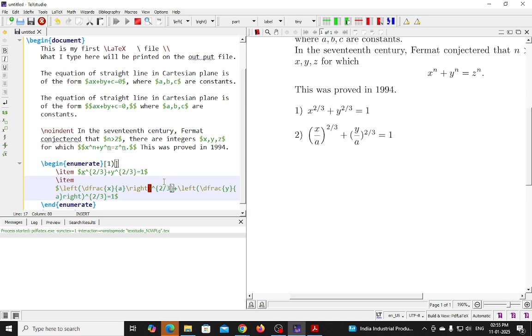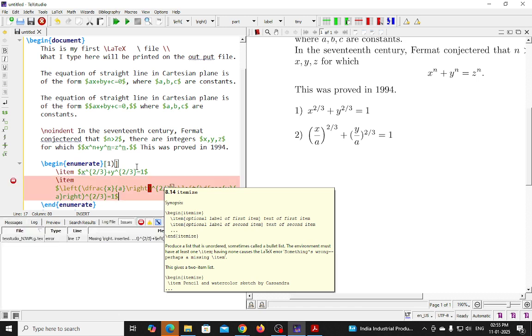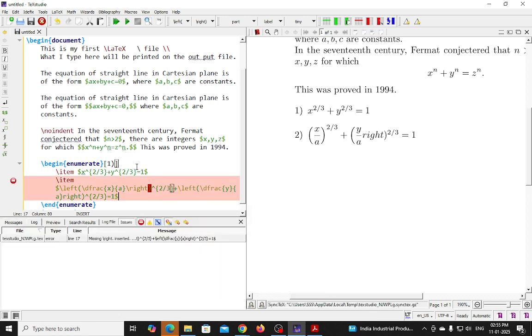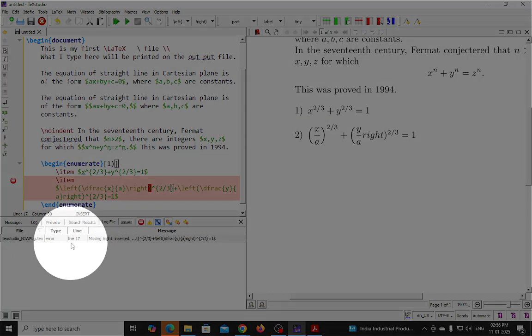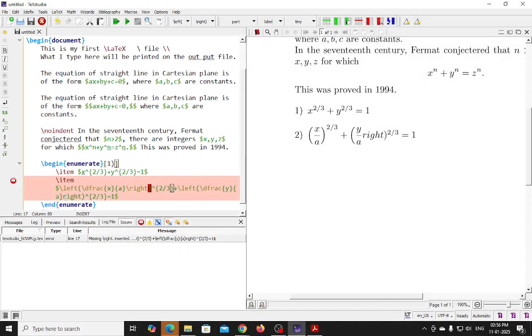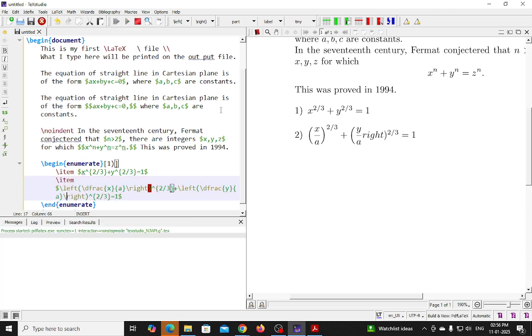If any bracket is missing, if one is opened it should be closed, otherwise we will definitely get an error. So what error we are having, you can read here. The error is at line number 17, related to a missing backslash right. That means I have written only right, but it should be backslash right. Now compile.